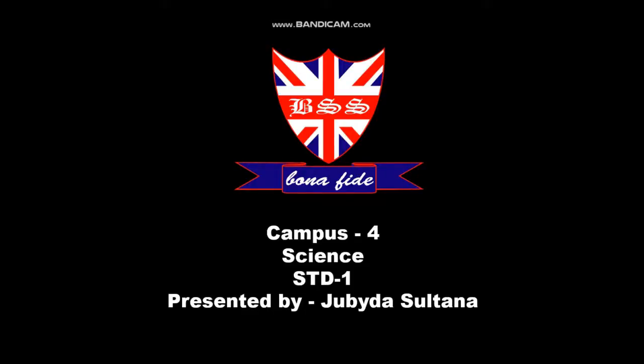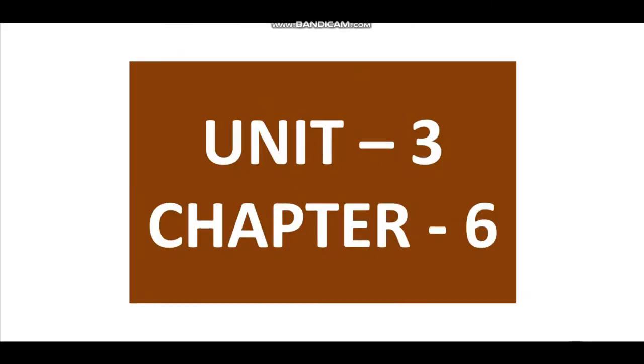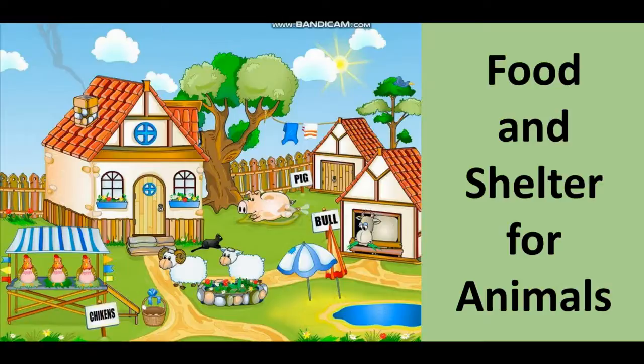Today we are going to learn from unit 3 chapter 6. And what is the name of this chapter? This is food and shelter for animals. So in this chapter we are going to learn about food and shelter for animals.